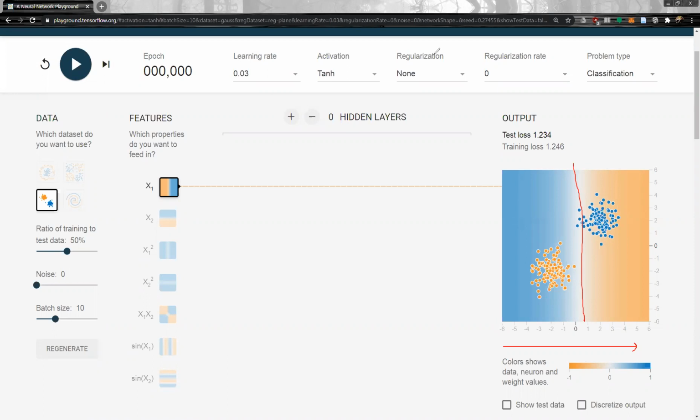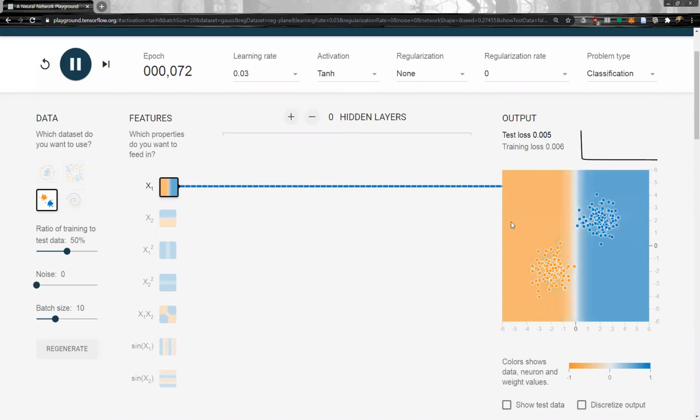If we run this model here, its prediction is test loss 0.3, like 0.3%, training loss 0.3%. They're reasonable because it is so easy to classify, right? Of course, the weight is positive, because the negative side is yellow and the positive side is blue.